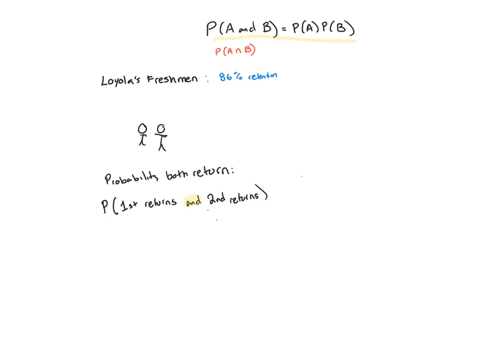Now, we're assuming that these 2 freshmen are just randomly chosen freshmen. There's no association. One doesn't influence the next, which means I can use this formula for it. So if I want the probability that my first freshman returns and my second freshman returns, I can split that up into the probability 1 returns times the probability the second returns, which I know the probability a student returns is 86%. So this will be 0.86 times 0.86, which will give me the overall probability, if I take 2 random freshmen, that they both return to Loyola.